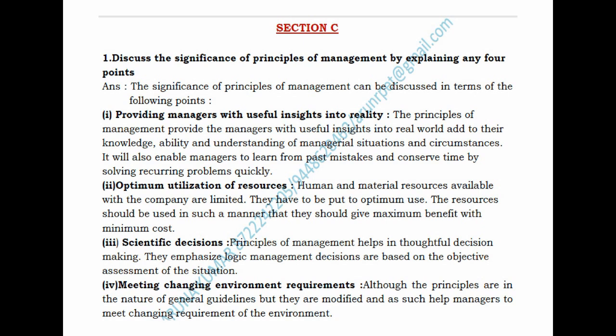Okay, so it is always good to write something extra. So you can write providing managers with useful insights into reality, optimum utilization of resources and effective administration, scientific decisions, meeting changing environment requirements, fulfilling social responsibility, management training, education and research. So out of these you can write any 4 or 5 with proper explanation. Proper explanation, so that will give you 4 marks.